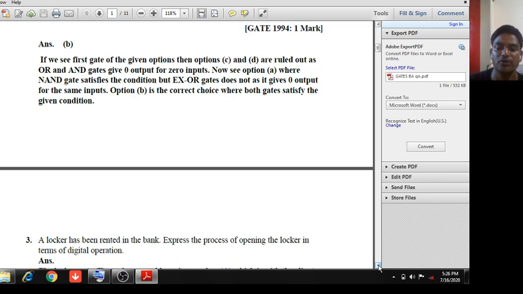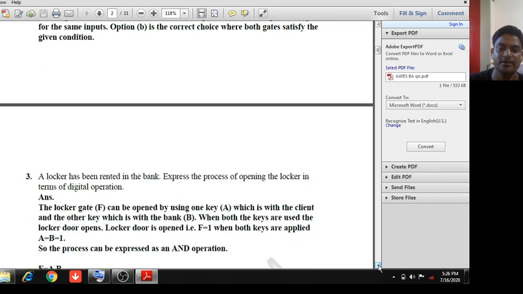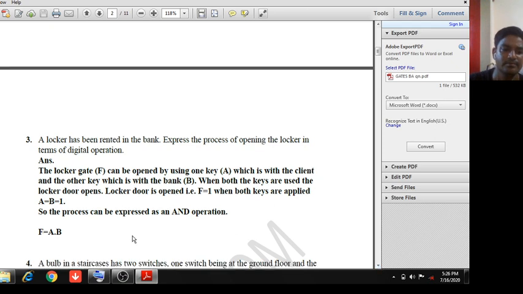So you can see here the locker can be opened by using one key A, which is with the client, and the other key B with the bank. When both the keys are used, the locker door opens. When the locker is open, output equals 1. It means if one key is available and one is not available, the locker cannot be opened. So it is the example of AND gate.